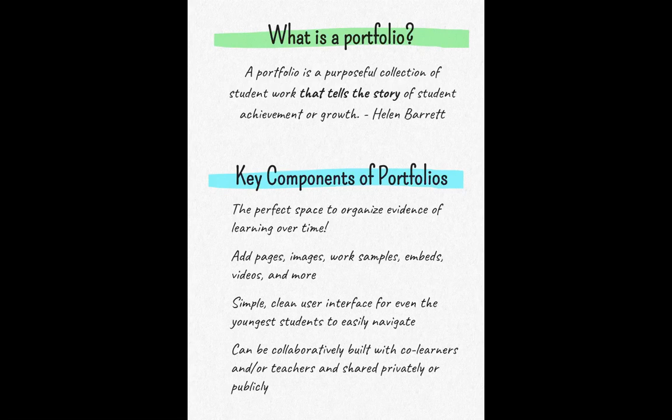If it's pages that they've written, so maybe linking to Google Docs, maybe it's images or designs that they've done, artwork, work samples. Maybe they're creating things in other online spaces and they can embed those products in their site. Video creations, and really just look for that versatile digital space that allows for many different types of embeds.